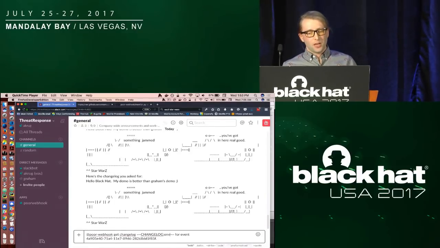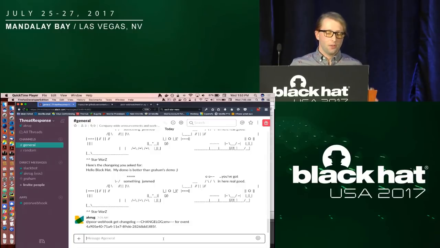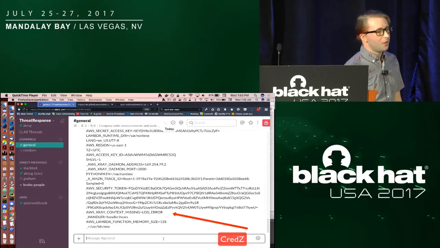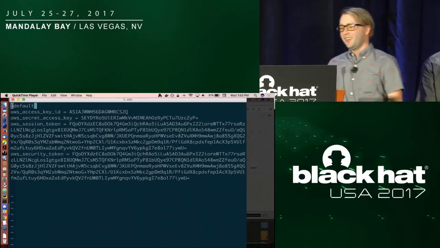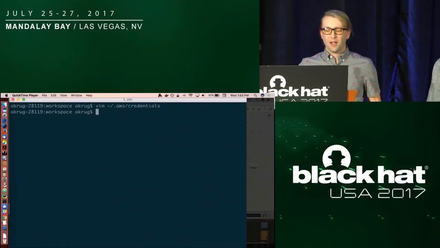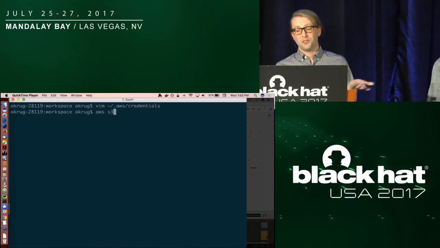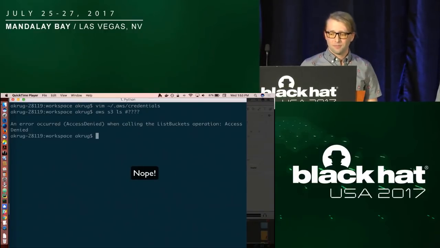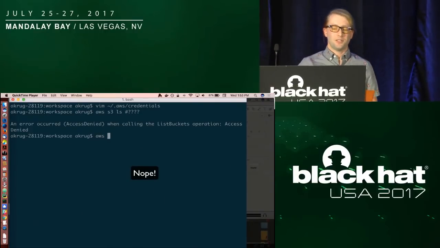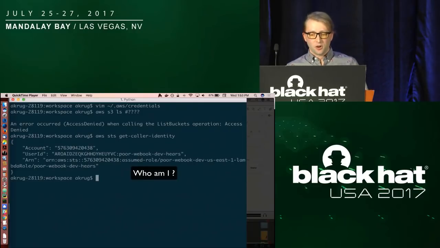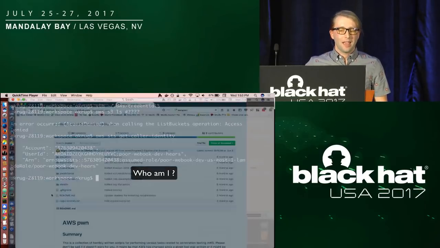So now I'm going to get the environment back, which contains all the juicy stuff in terms of session tokens, security tokens, and stuff. Before you get super excited, these are already dead. Here they are in my Boto profile. Now that I have it in my Boto profile, I'm interested. Can I do S3 stuff? Not with this profile, because this is the default Amazon Lambda sandbox. So who am I? Get caller identity. And you can see it returns that it's the poor webhook Lambda role.